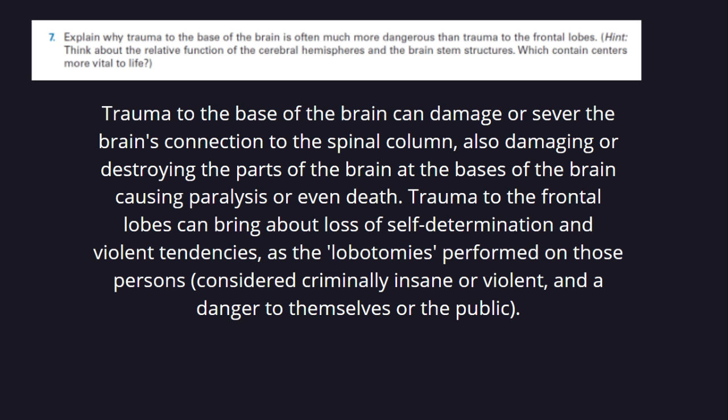spinal column, also damaging or destroying the parts of the brain at the base of the brain, causing paralysis or even death. Trauma to the frontal lobes can bring about loss of self-determination and violent tendencies, as with the lobotomies performed on those persons considered criminally insane or violent and a danger to themselves or the public.